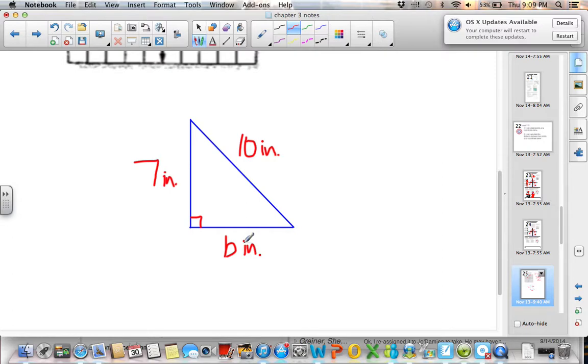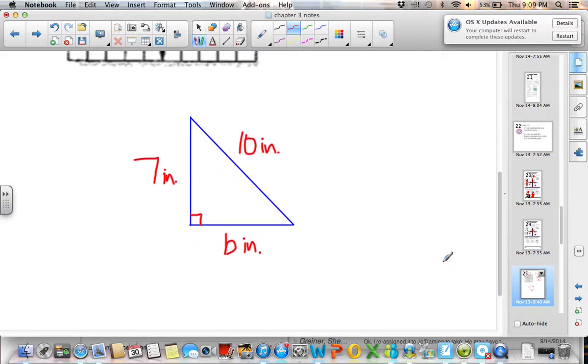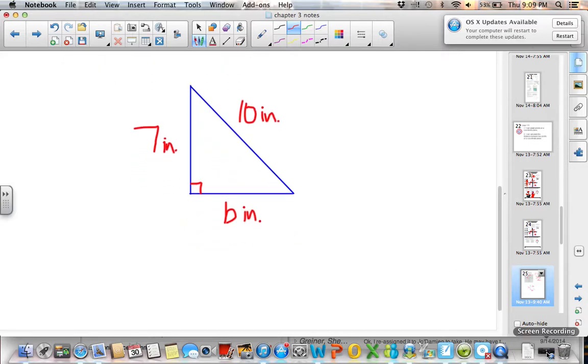and then I will be checking your notebooks for your answer. So solve using the Pythagorean theorem. 7, this is a B, and 10. And then don't forget to go on to Naiku and do the 3-7 quiz.